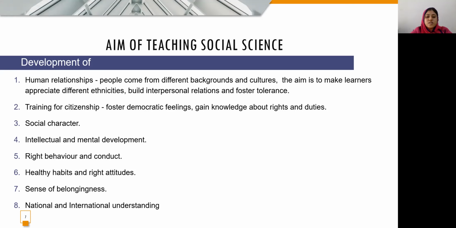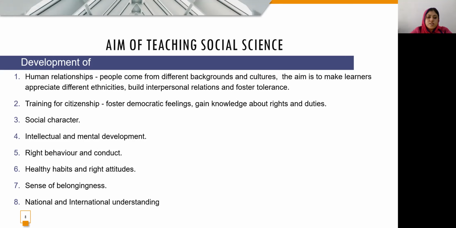Similarly, there is a development of national and international understanding. What do you mean by national and international understanding? National understanding is understanding your nation, how the nation works, and how the administration and execution of rules and regulations take place. Similarly, at the international level, how the administration is executed and how the whole setup works for the smooth movement of the nations and the whole globe as such. So these are certain aims of teaching social sciences.